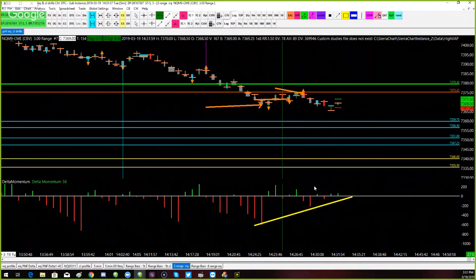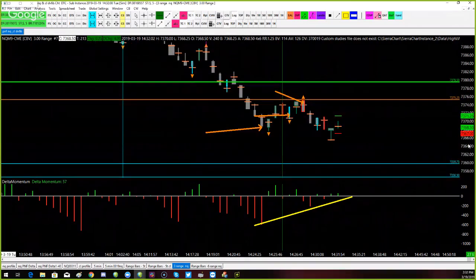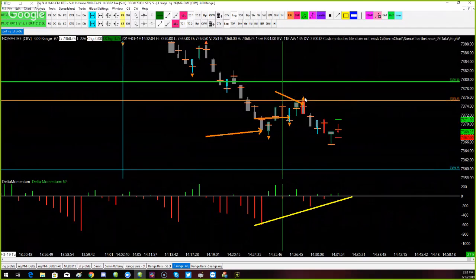So if I want to get long, right, what am I going to do? I'm going to most likely take the first point of control that closes above this, right? So let's say that bar closed right here just for hypothetical purposes. Half.